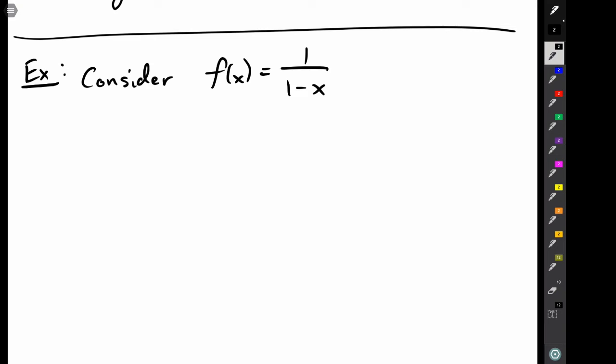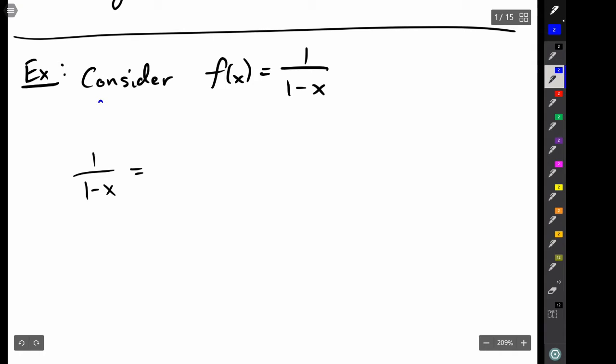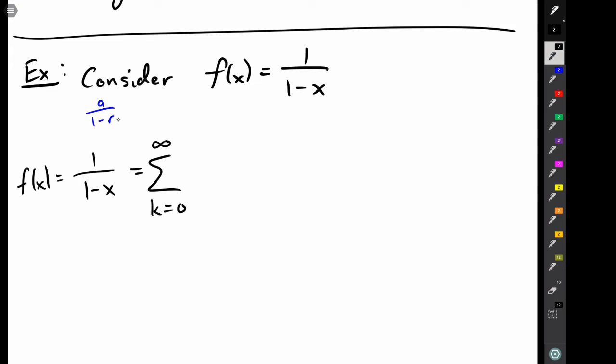Well, one trick we can use is to recognize that this kind of looks like the output of a geometric series. So 1 over 1 minus x, if we think of this as a geometric series, which remember has the form a over 1 minus r, this is f of x. A geometric series starts at 0, goes to infinity. A here is 1. R here is x, so this is the sum of x to the k.